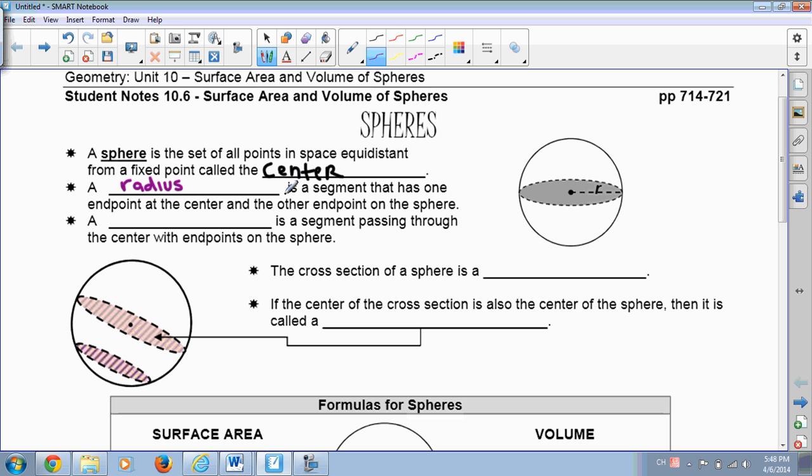And a blank is a segment passing through the center with endpoints on the sphere. So each end passes through the center and touches the other end. That would be a diameter. These things you are all familiar with.